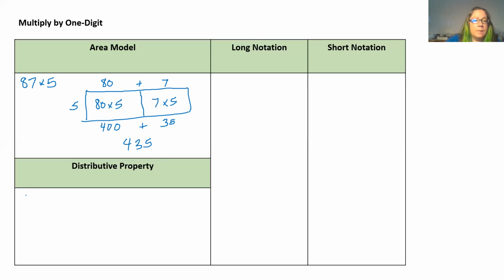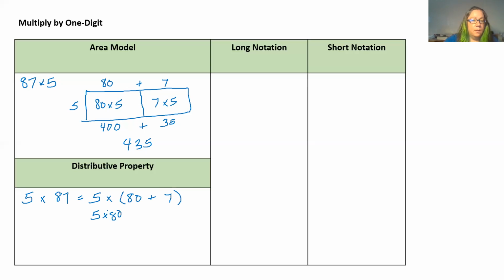Distributive property is very similar. I'm going to move the 5 in front, though. It just makes everything nice and neat when I do my distributive property. All right, I copy the 5 times, but now I put parentheses and I put the expanded form of 87 inside the parentheses.